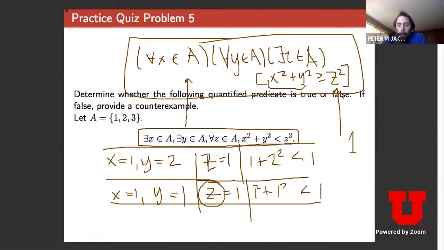No, in this case, because there exists an X, Y such that for all Z, the statement is true, we now have to find one Z such that the statement is not true for every X and Y pair. Yeah. So in this case, it's kind of useful to write out the negation of the statement and to try to prove that the negation is true.